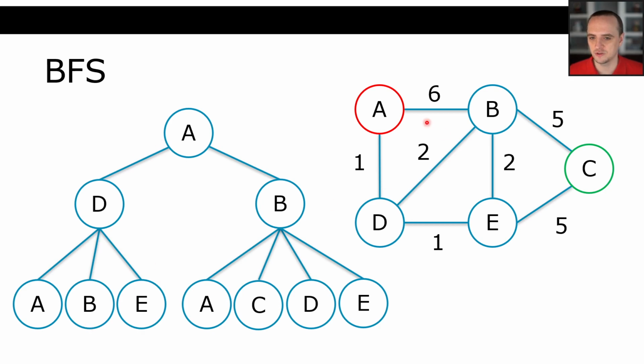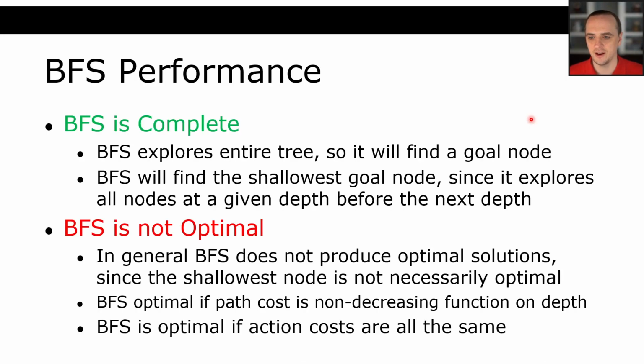So we hadn't explored any paths of length 3 yet. We have just explored all paths of length 2. And so just remember that when it comes to that, BFS is not optimal, okay? So BFS in general is not optimal. It does not produce optimal solutions, since the shallowest node is not necessarily the optimal node.